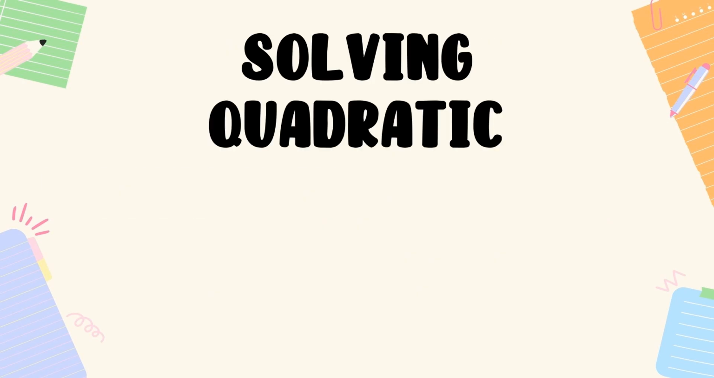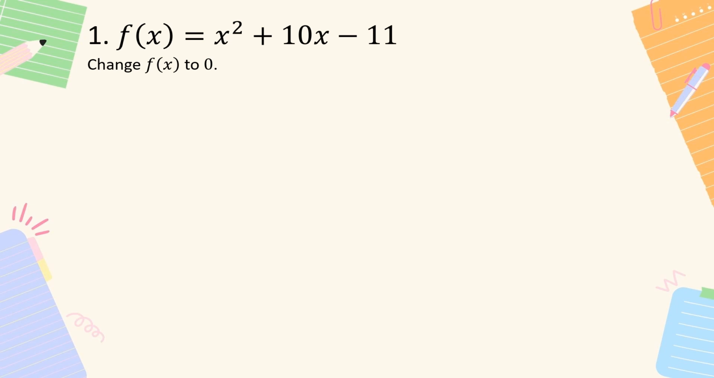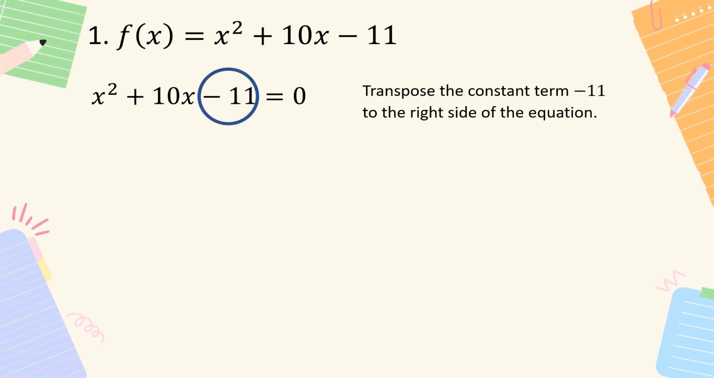We will now discuss solving quadratic equations or functions by completing the square. Example: f of x is equal to x squared plus 10x minus 11. Our first step is to change f of x to 0. So x squared plus 10x minus 11 equals 0 is the new form of our given function. We now transpose the constant term, which is negative 11, to the right side of the equation. So we'll have x squared plus 10x equals 11.